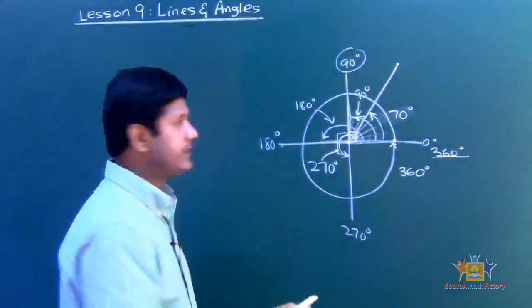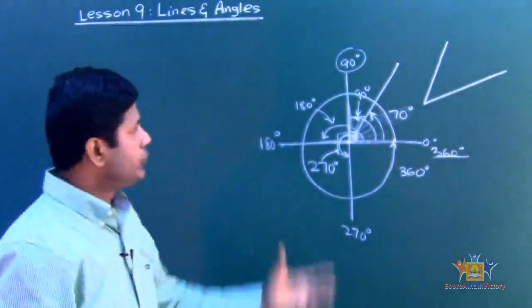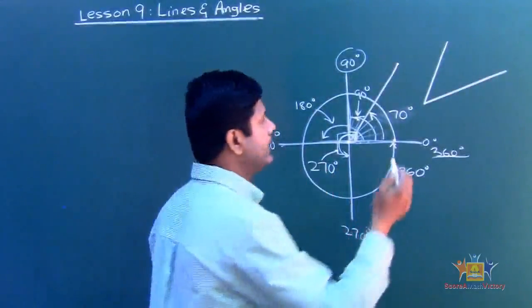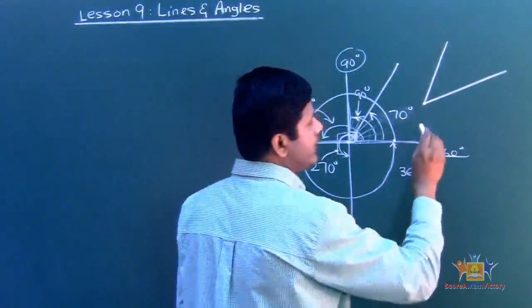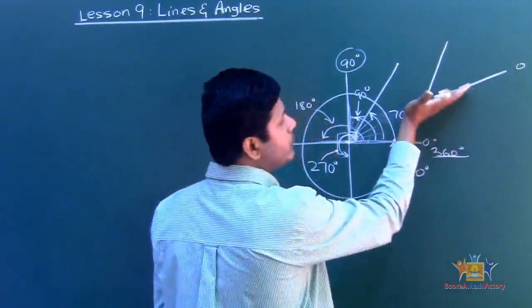So if I had to give you, let's say for example, I want to find the angle of this. You take the protractor, locate the center of the protractor, and then you position it in the center. And then look for the zero line, and then you move.